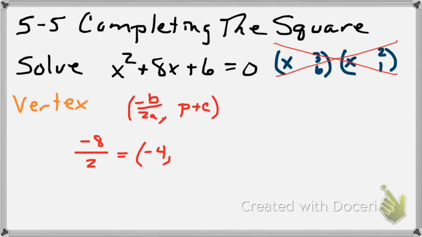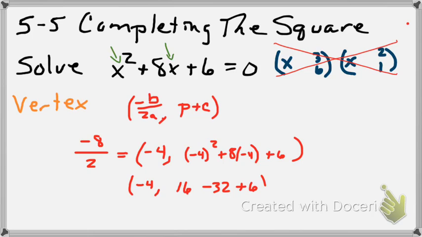To find the y value with plug and chug, you would plug -4 into the equation: -4 squared plus 8 times -4 plus 6. Please be careful with your arithmetic. -4 squared is 16, minus 32, plus 6, giving you a y value of -10. So our vertex is (-4, -10).